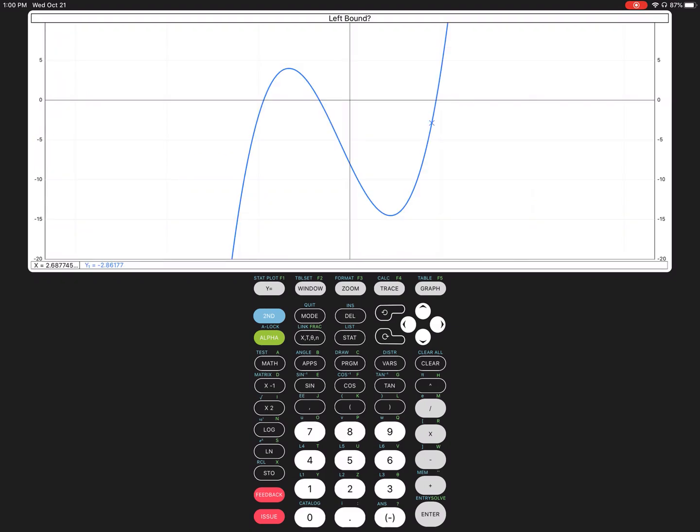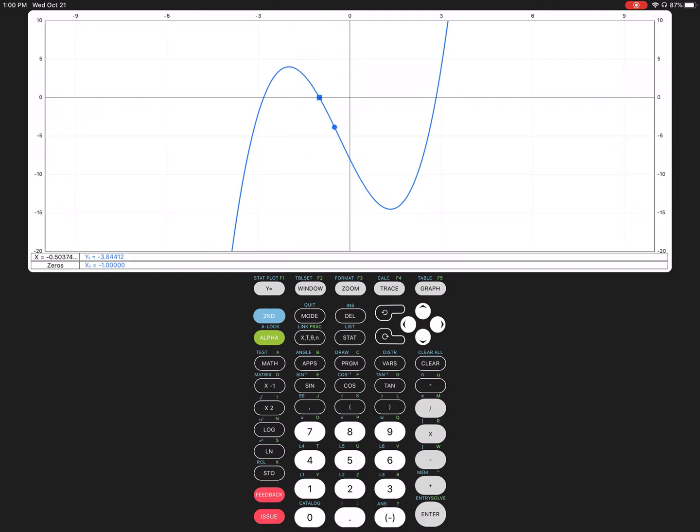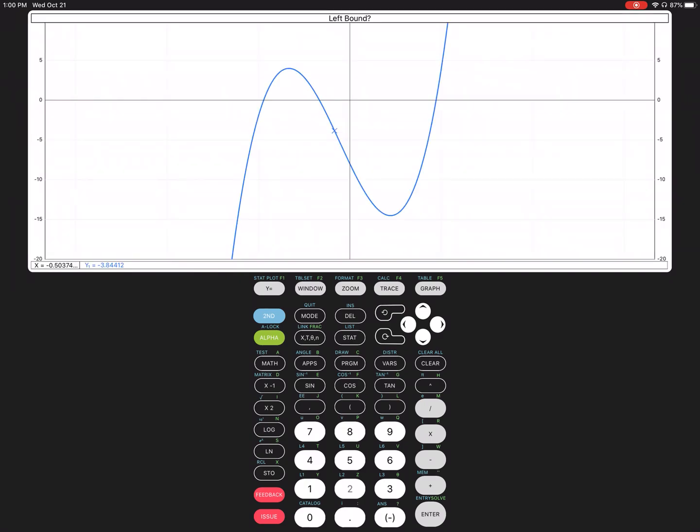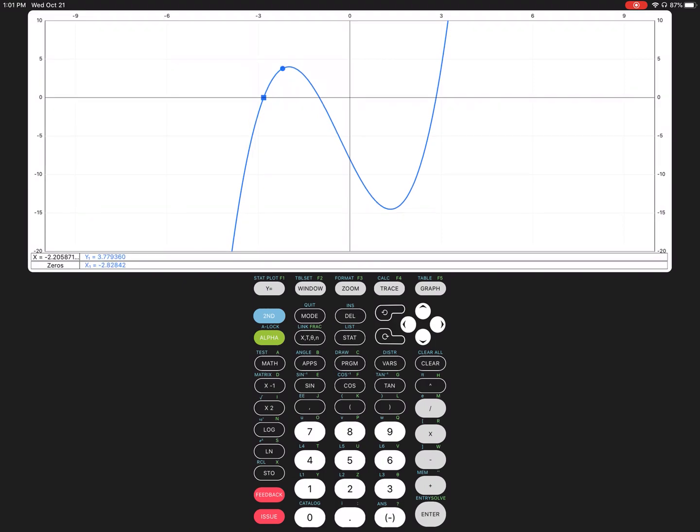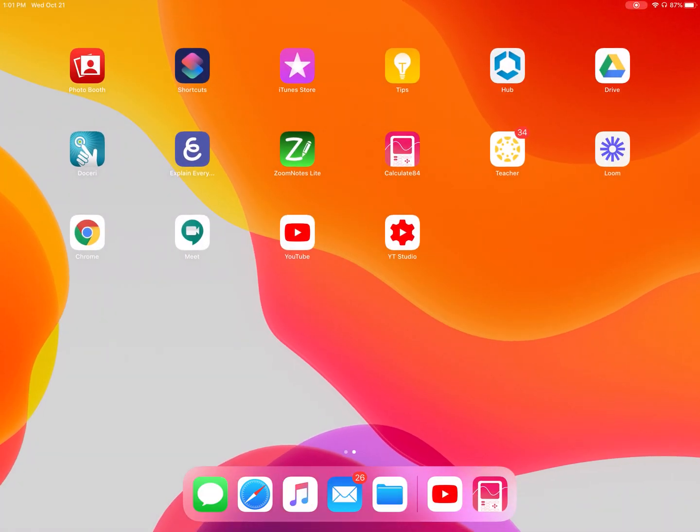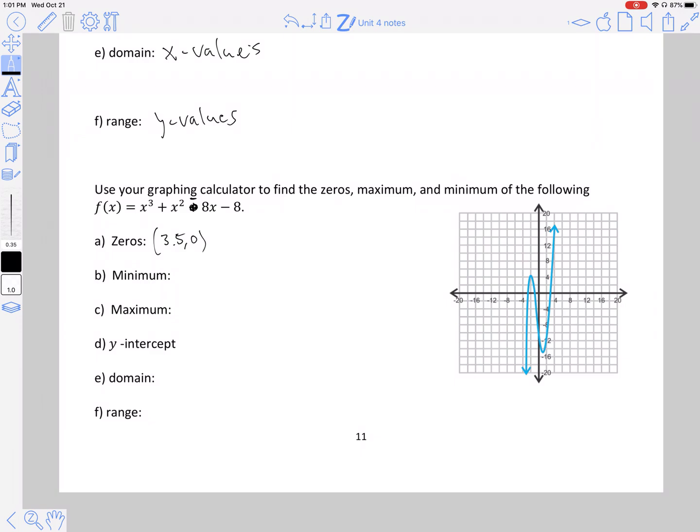Okay, second trace, 0. I got to go left bound. And you just hit left and right to go where you want to. Left, enter, right, enter, -0.5. Great. And I'm going to find the other one while I'm here. Just don't forget -0.5. Okay, so I need to go left bound. Remember up at the top, it's going to tell you what to do. Right bound, boom, -2.2. Okay. So -0.50, -2.20. So those x values created the y value of 0.